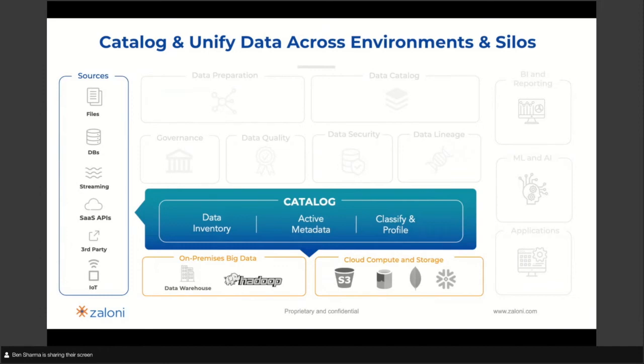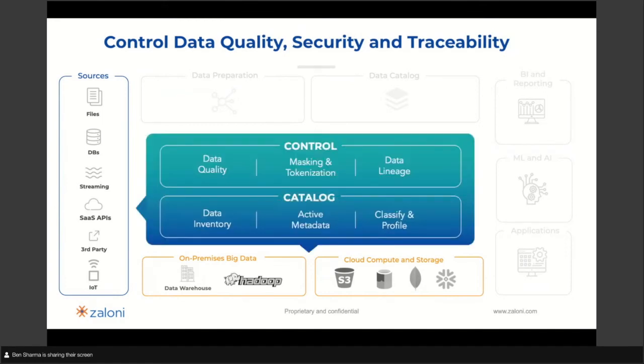So being able to inventory the data, being able to capture active metadata, being able to then classify and profile that data are some of the core functions in terms of our catalog function. Then we think about our control pillar, which is essentially all about data governance.